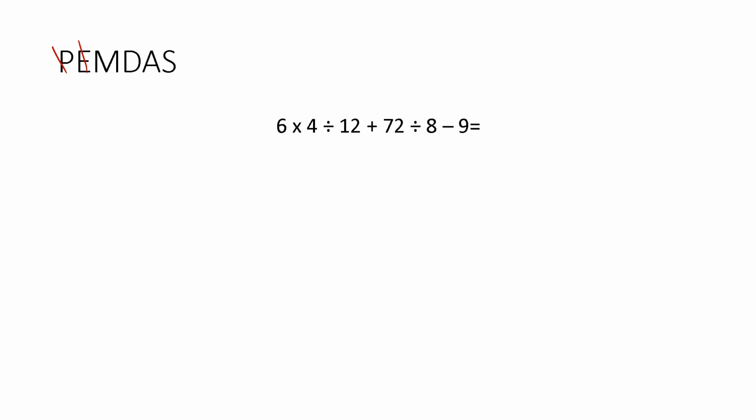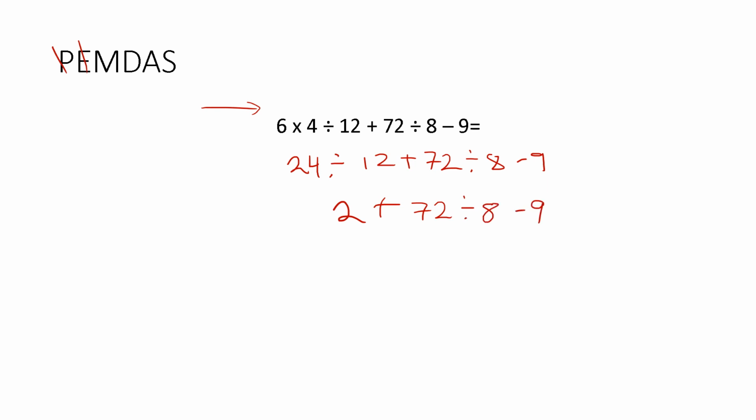So the first thing that we see going left to right is this 6 times 4. So we'll do that. 6 times 4 is 24. And then copy down the rest of the problem. Divided by 12 plus 72 divided by 8 minus 9. Okay, multiply and divide. Let's keep going until we've gotten rid of all of our multiplication and division problems. So going left to right, our first multiplication or division problem that we run into here is this 24 divided by 12. And 24 divided by 12 is 2. So 2 now plus 72 divided by 8 minus 9.